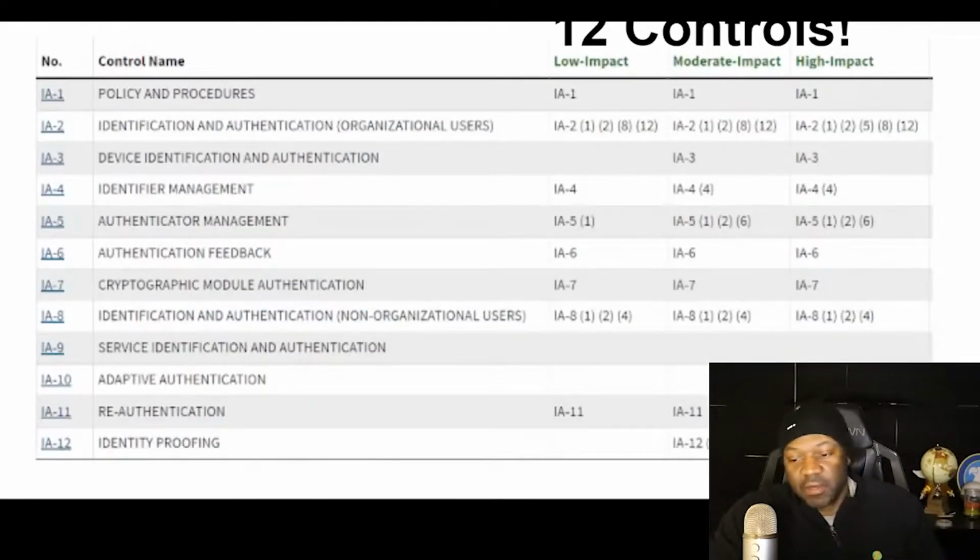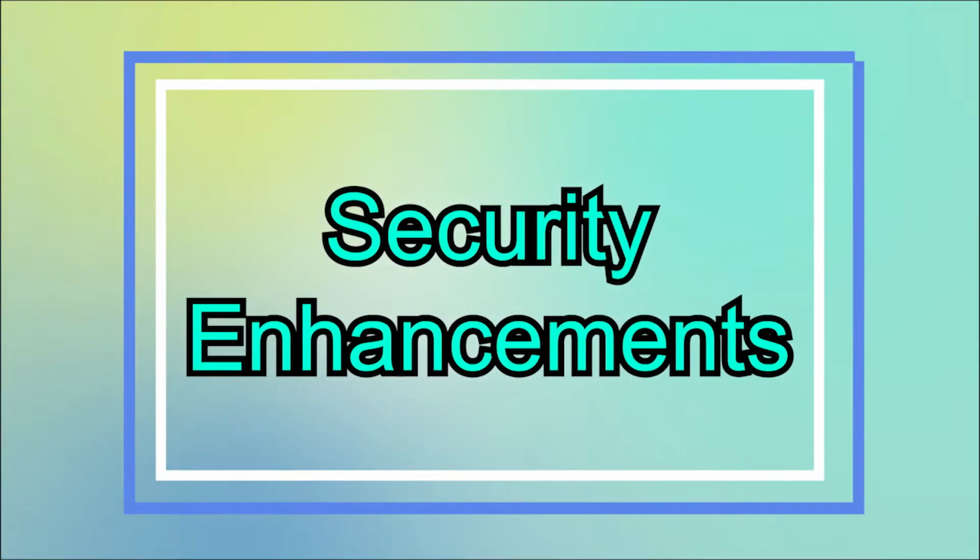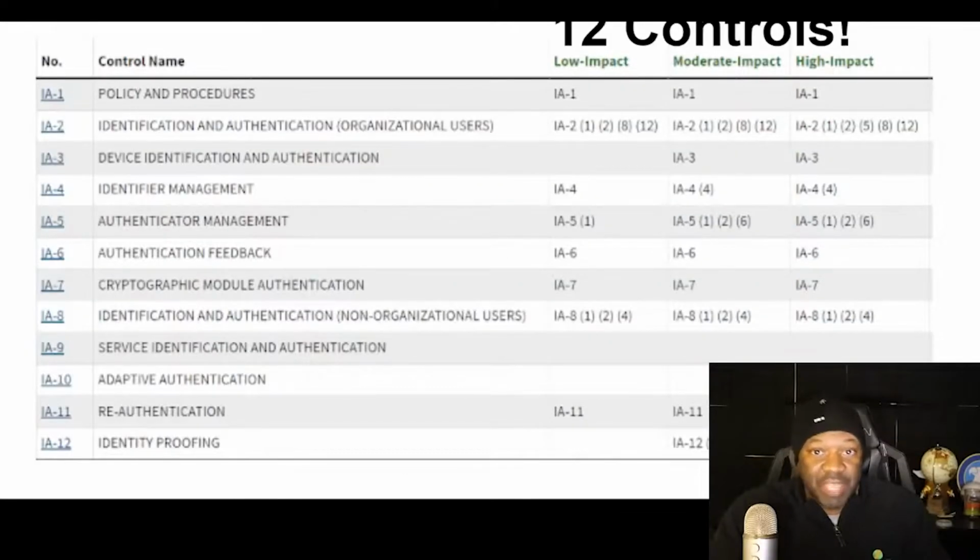This particular family of controls, identification and authorization, has 20 controls. Now, when we're talking about controls, we're talking about security enhancements to your system that are going to protect your organization's confidentiality, integrity, and availability. So we're just trying to protect their data, right? A good example of a security control would be what we're talking about now, which is usernames and passwords. That is a security control.